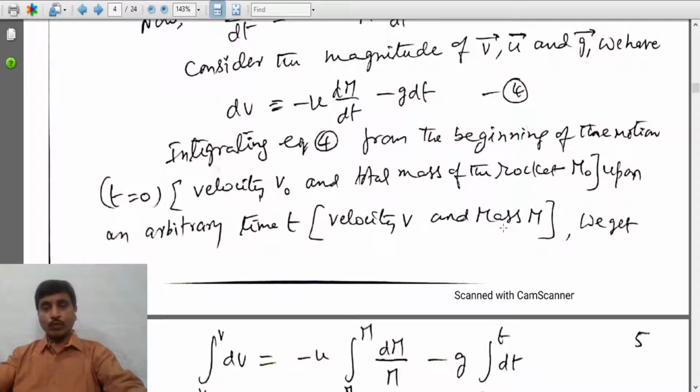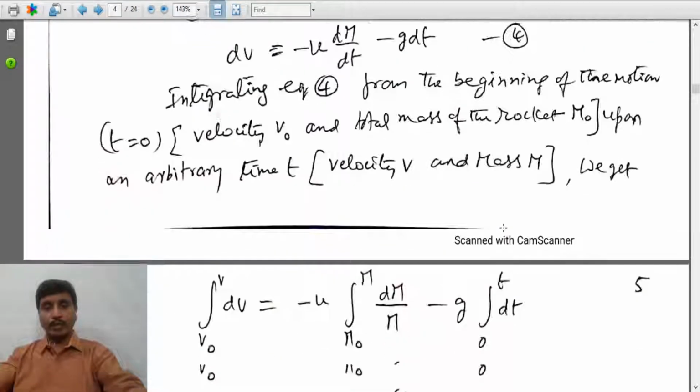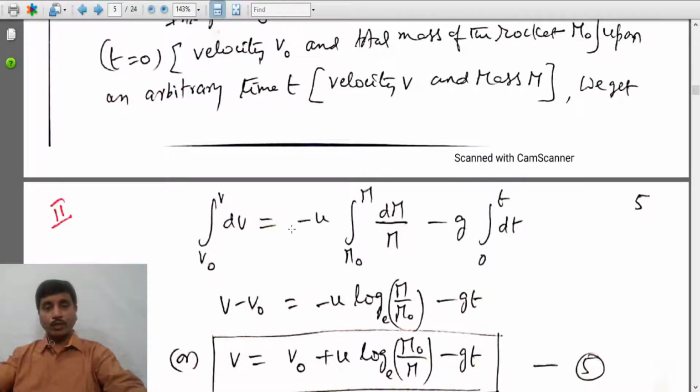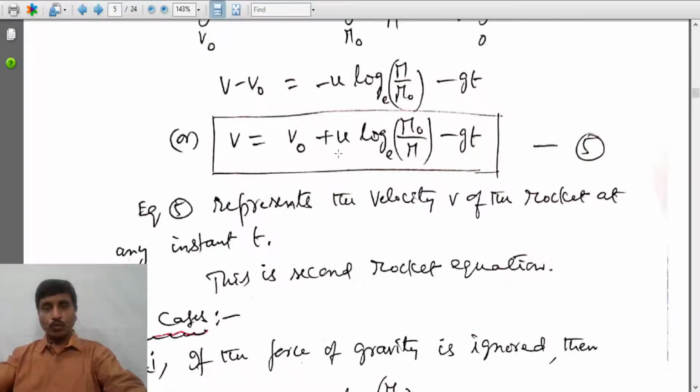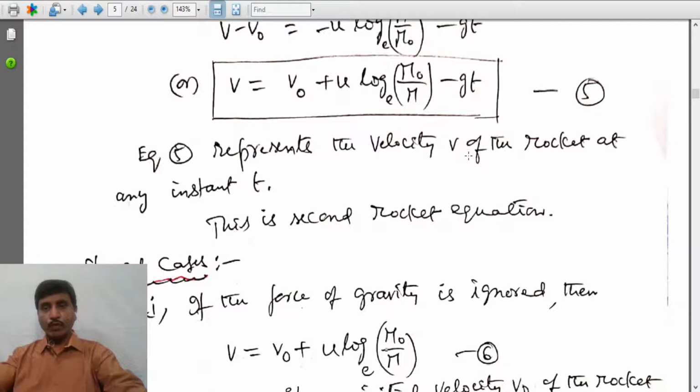Now integrating equation 4 within these limits, we get integral v0 to v dv is equal to minus u integral m0 to m dm by m minus g into integral 0 to t dt. This gives v minus v0 is equal to minus u log m by m0 to the base e minus gt, or v is equal to v0 plus u log m0 by m to the base e minus gt. This is equation 5. Equation 5 represents the velocity v of the rocket at any instant of time t. This is second rocket equation.